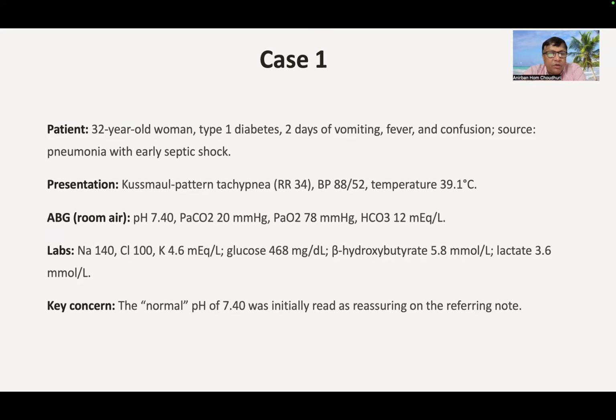The ABG on room air shows a pH of 7.4, PCO2 of 20, PO2 of 78 and bicarb of 12. The labs reveal a sodium of 140, chloride of 100, potassium 4.6, glucose 468, beta hydroxybutyrate 5.8, lactate 3.6. The key concern here is a normal pH of 7.4, and this can often be read as reassuring by the primary physician. If you don't carefully look into it, you may miss something very important.